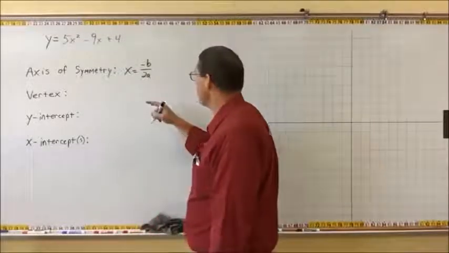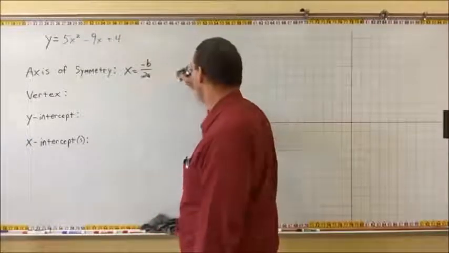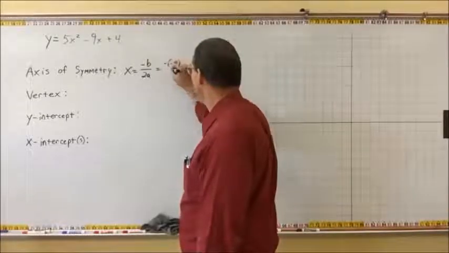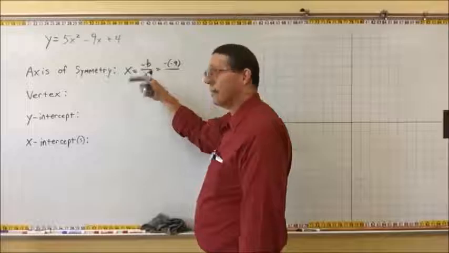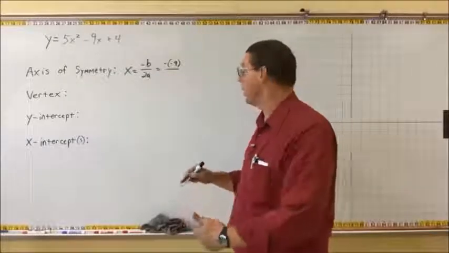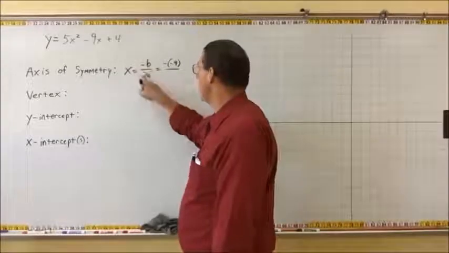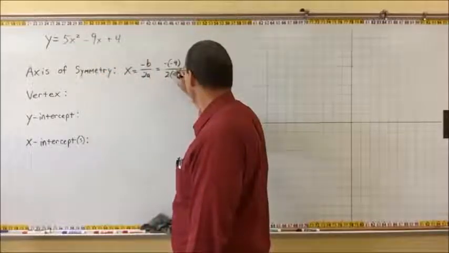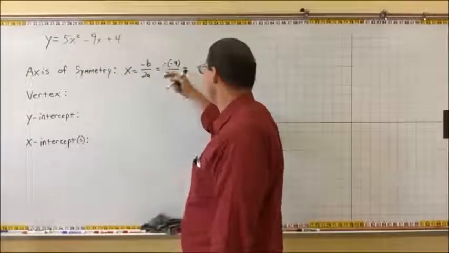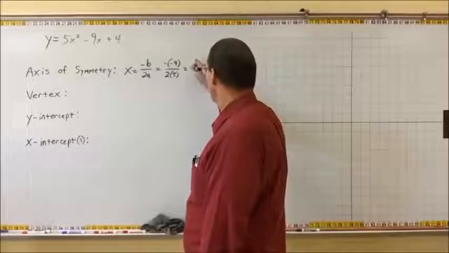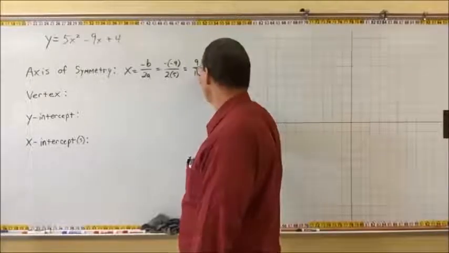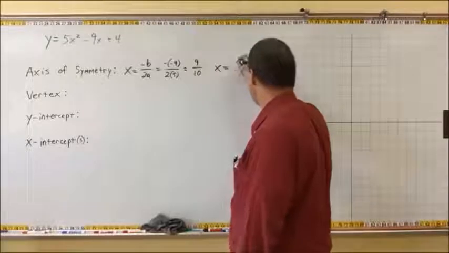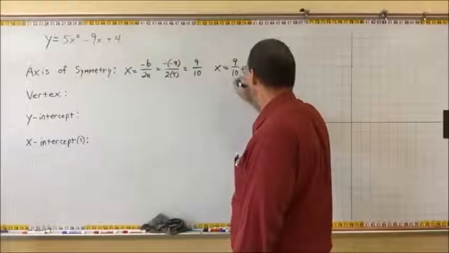All right, so in this case, b is negative 9. So that's going to be negative 9, because b is negative 9, and we've got to put a negative in front of that, so it's negative negative 9 over 2a. In this case, a is 5, so that's over 2 times 5. So that means 9 over, and 2 times 5 is 10. So the axis of symmetry is at x equals 9 over 10.